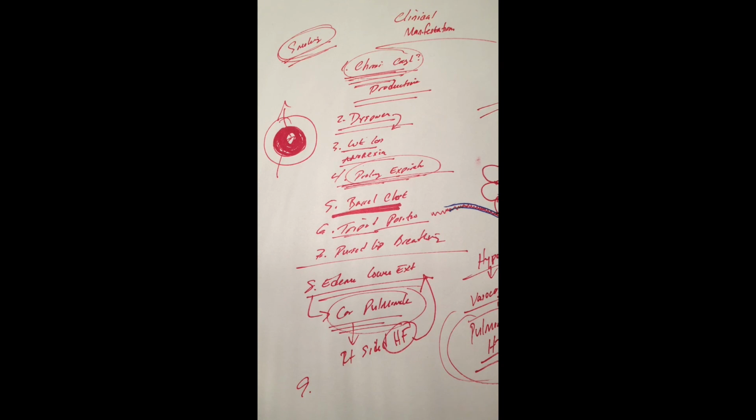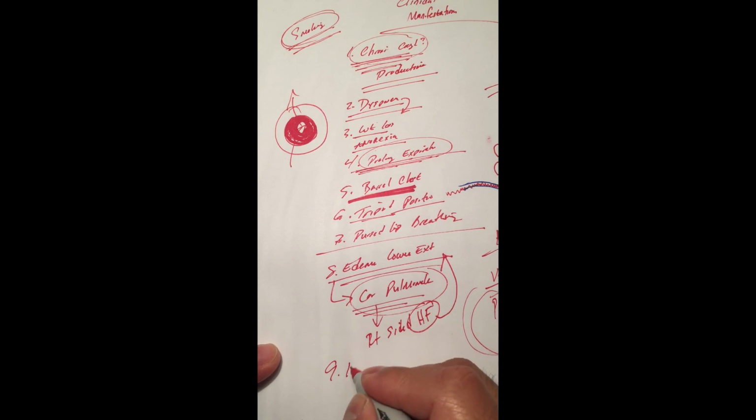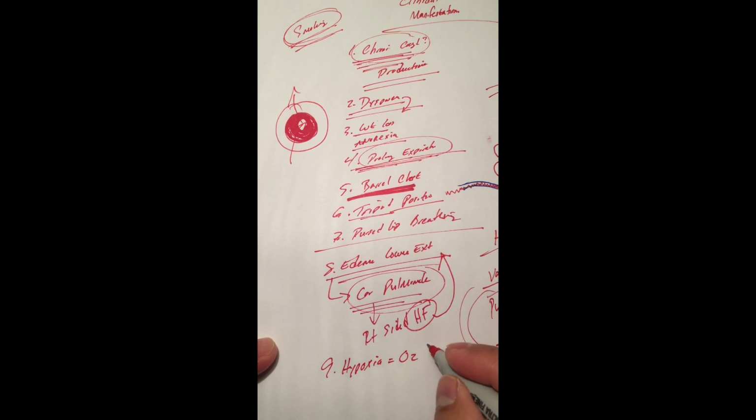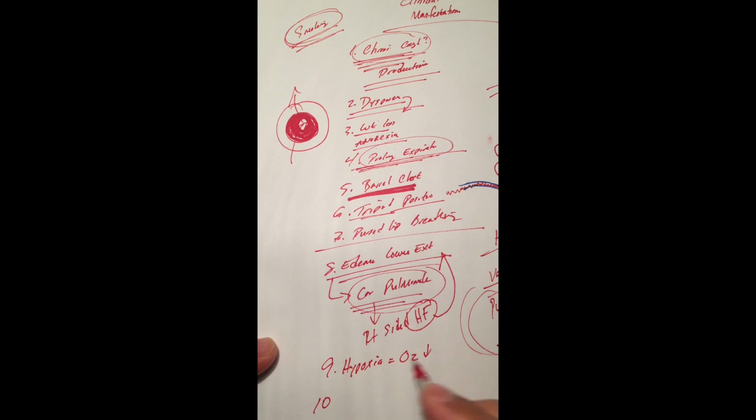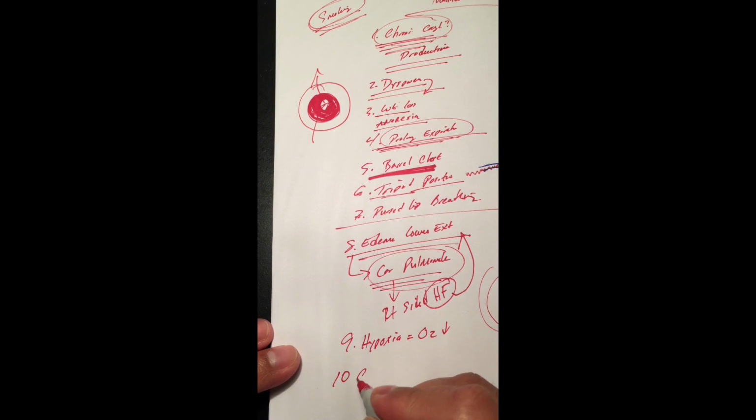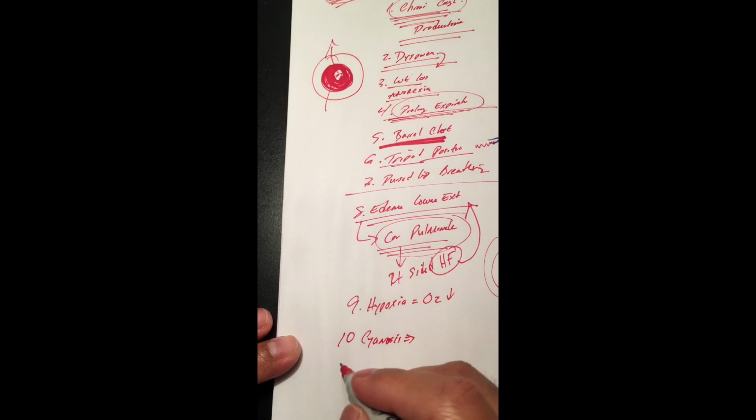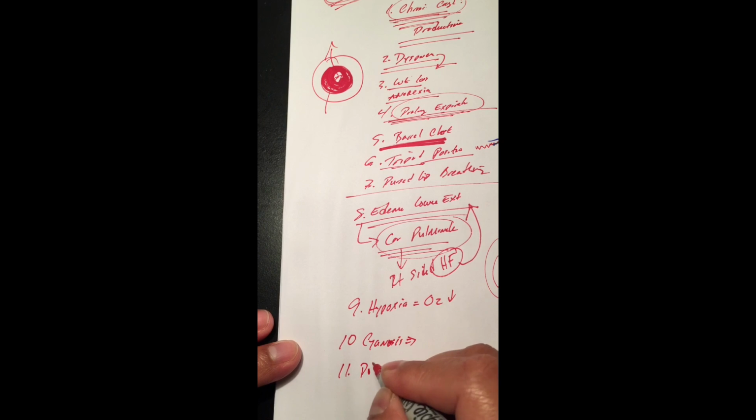Number 9, focusing on our clinical manifestations. We talked about this multiple times. Hypoxia. So if you check your O2 sats, they will be decreased. Because they are hypoxic, they will have that bluish discoloration to their skin, or cyanosis. Now, you will have polycythemia.